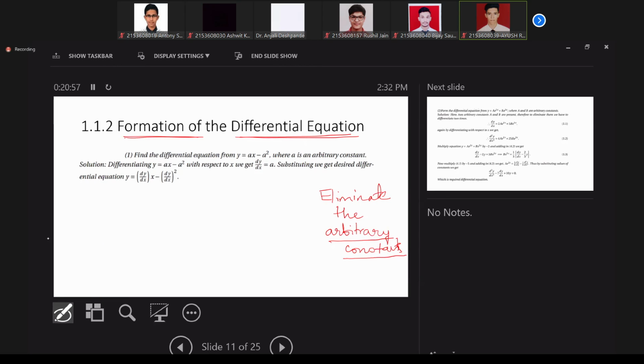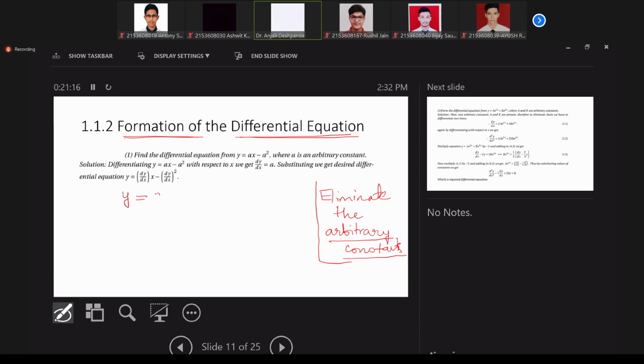So that is why here we are using this word arbitrary. That means they can take any value. So the basic aim when you're forming the differential equation is going to be to eliminate these arbitrary constants. Now, how are we going to do it? So let's see this example.